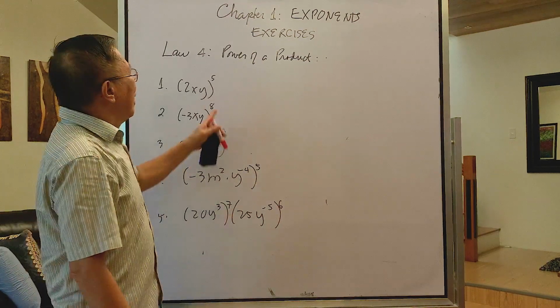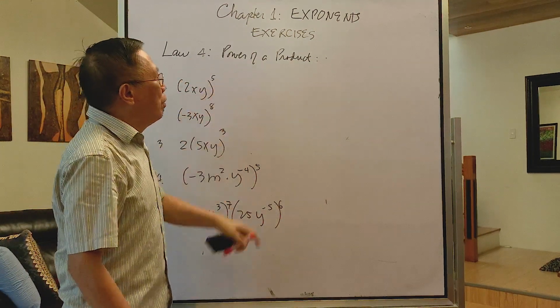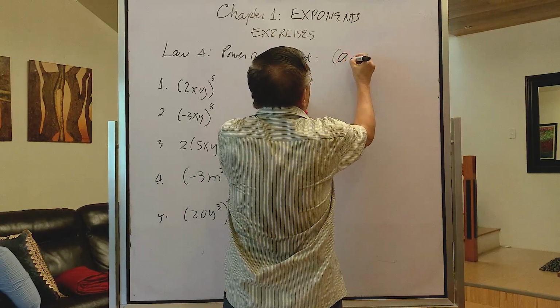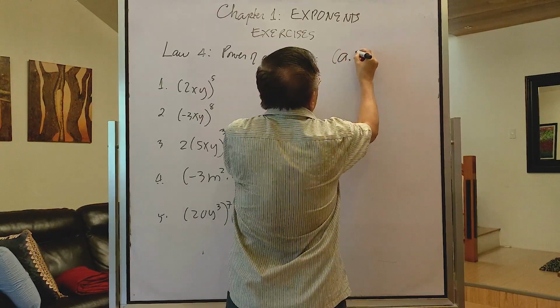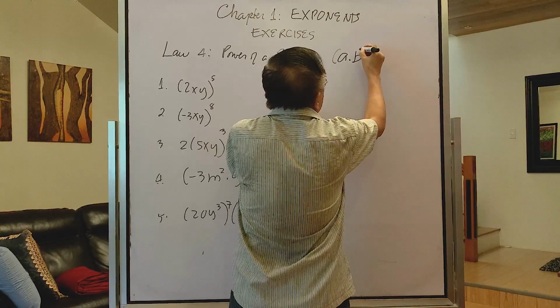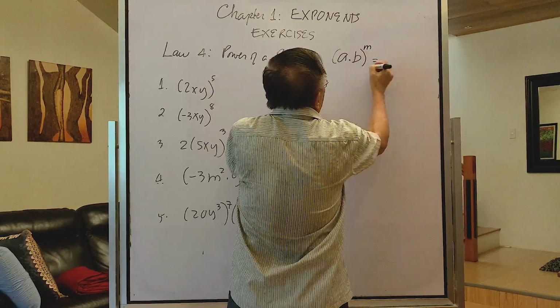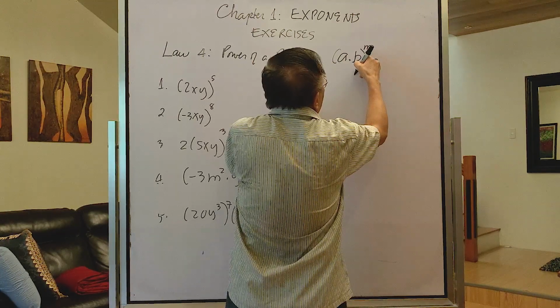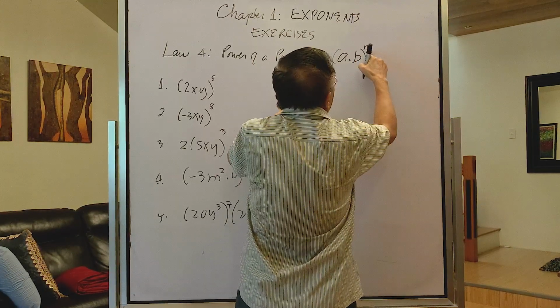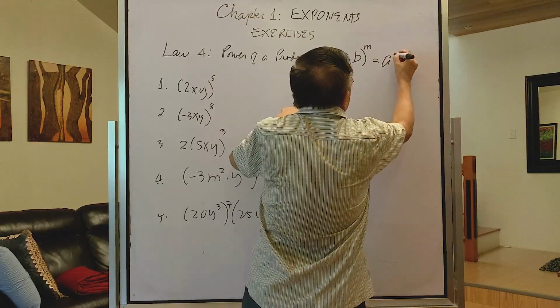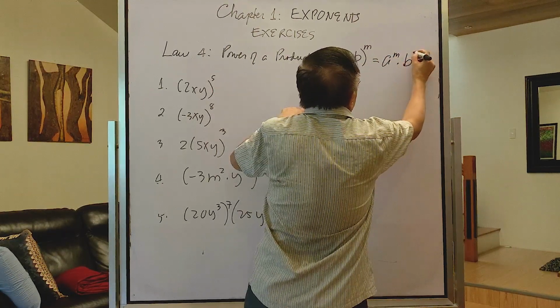Welcome back. Law number 4 is power of a product. What did we have before? If we have this product A times B raised to the M, both of these factors will be affected by that exponent. So this is M factors of A times B. So you will get A to the M times B to the M.